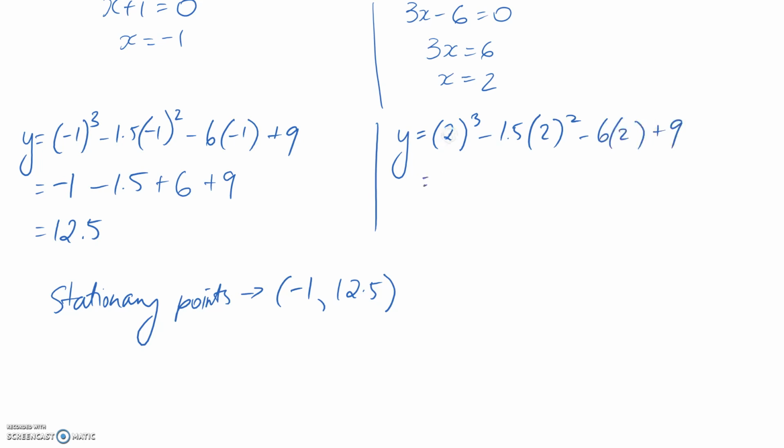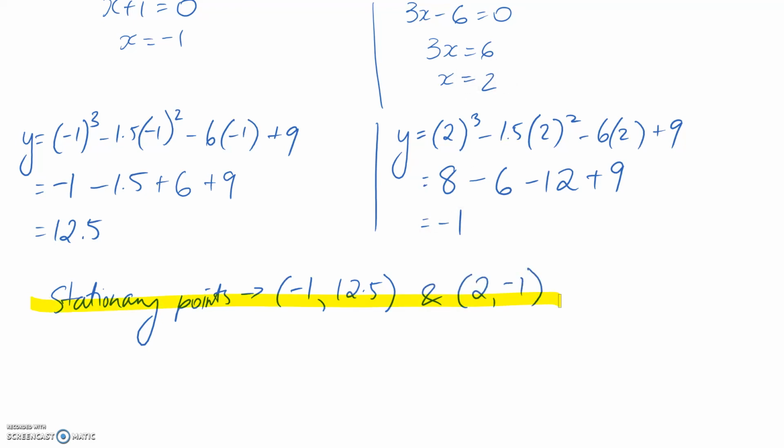All right, so 2 times 2 is 4, times 2 is 8. We've got 1.5 times 2 times 2, so that's 4. So 1.5 times 4 is 6. That goes in here. Minus 12 plus 9. So all of that together comes out to -1. So that means we have our second stationary point figured out. x is 2, y is equal to -1. All right, so that's one part of the answer completed.